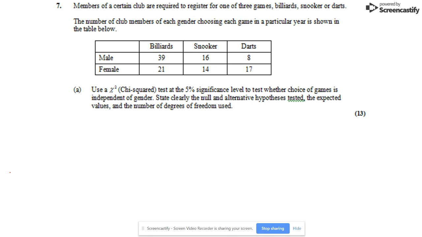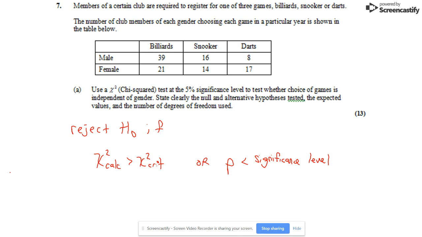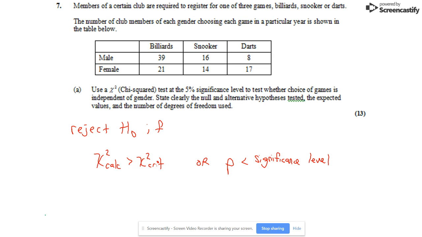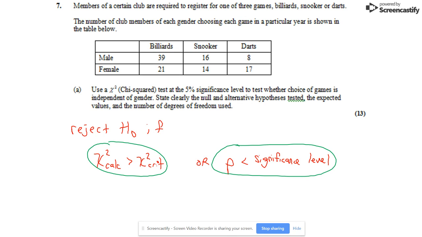So in this case, if you've read through the information, what you want to notice is the information we're given is the 5% significance level, and there's other important things here, but here's what we know. We reject the null hypothesis if chi-squared calculation, right? So if our calculation is greater than the critical value, or our p-value is less than the significance level.